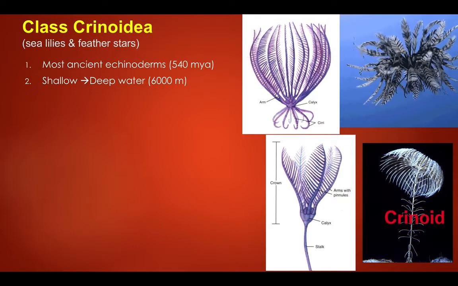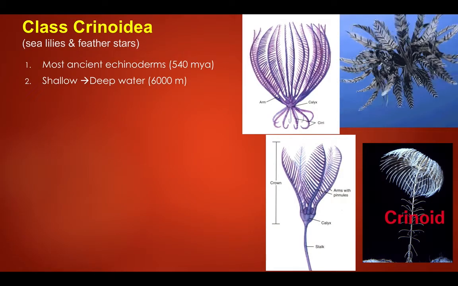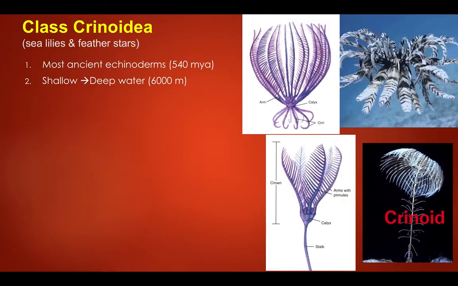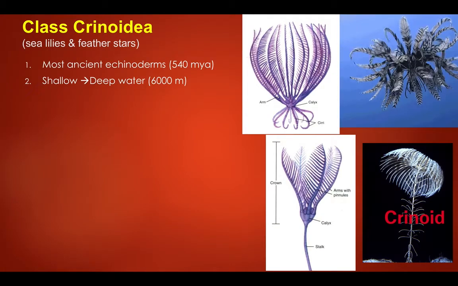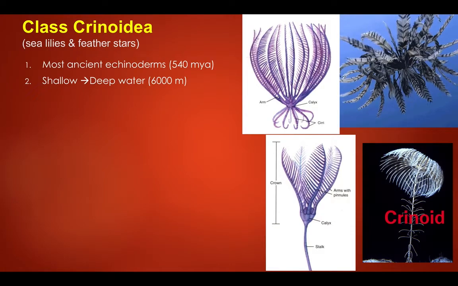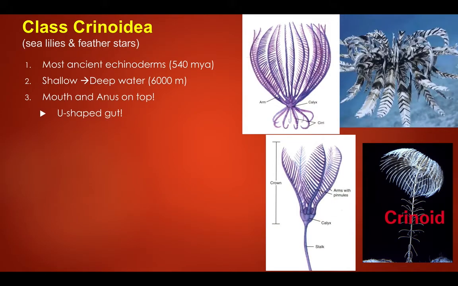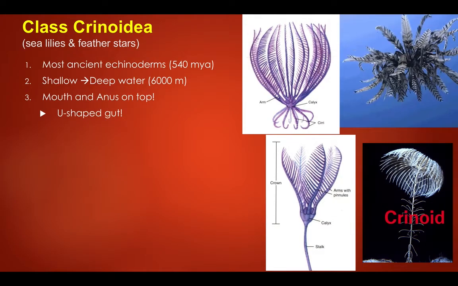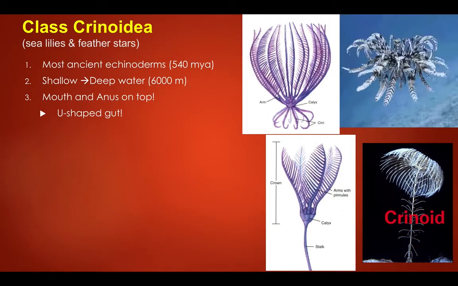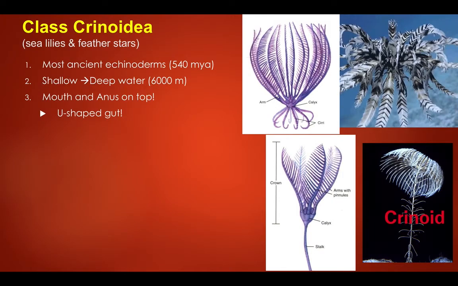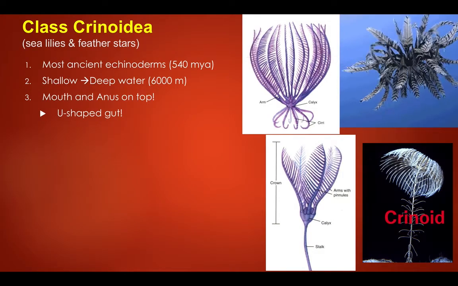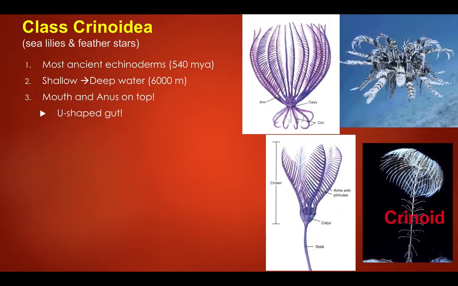So they are the most ancient group of echinoderms. They can live in a variety of ocean depths, from shallow to deep water. Their mouth and anus are on top. Remember when we talked about our nematodes, we introduced the topic of incomplete versus complete digestion.